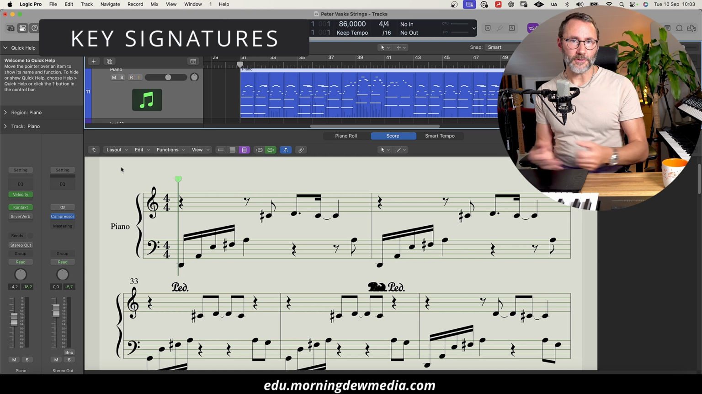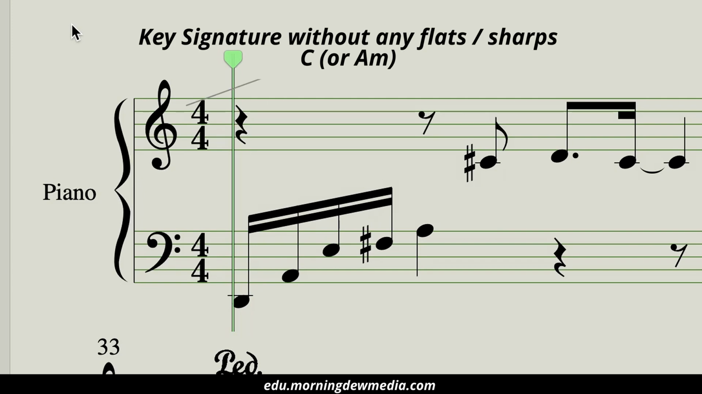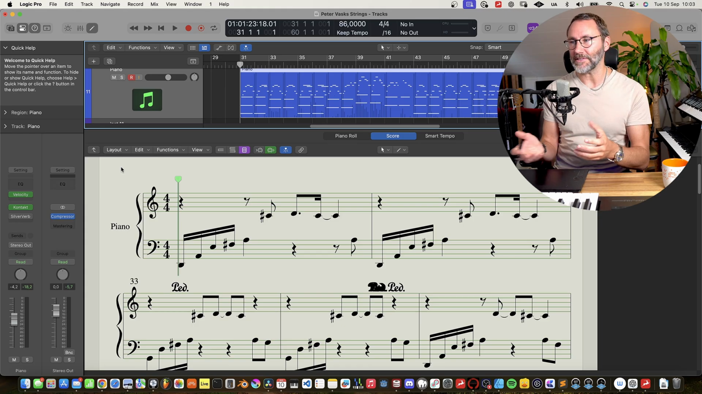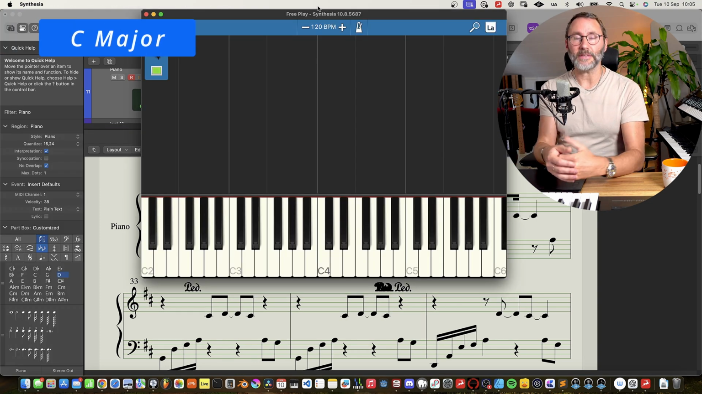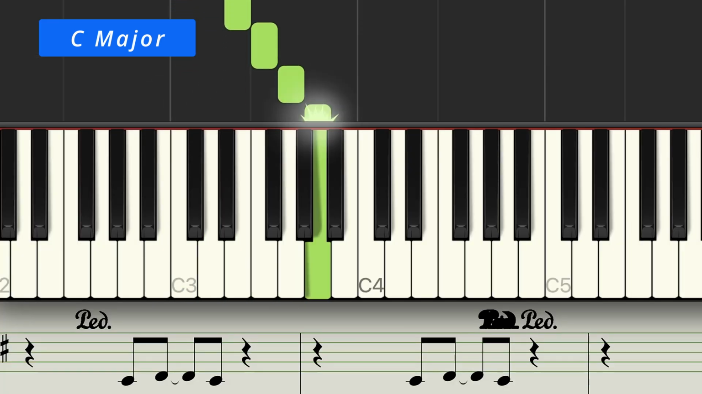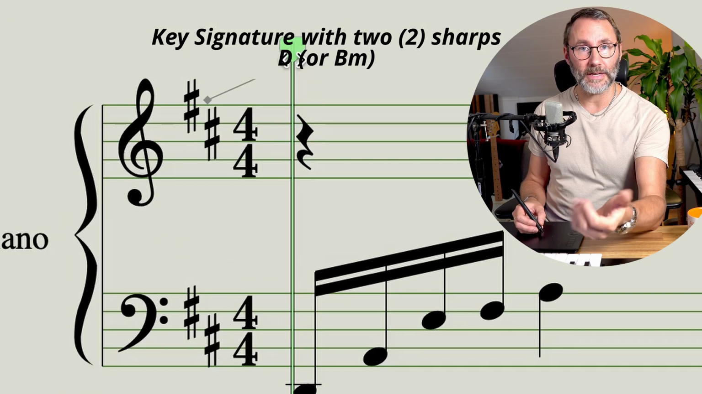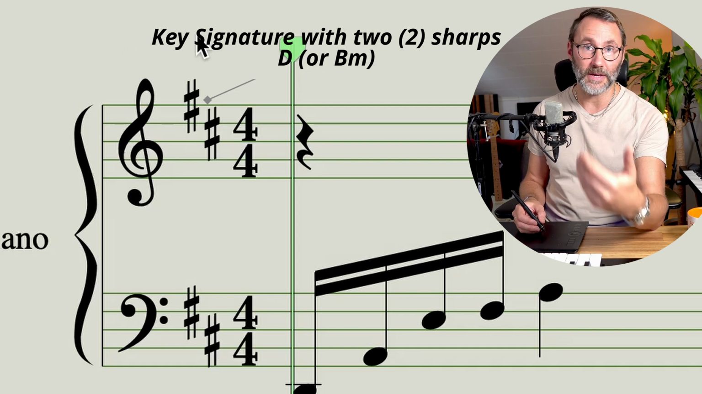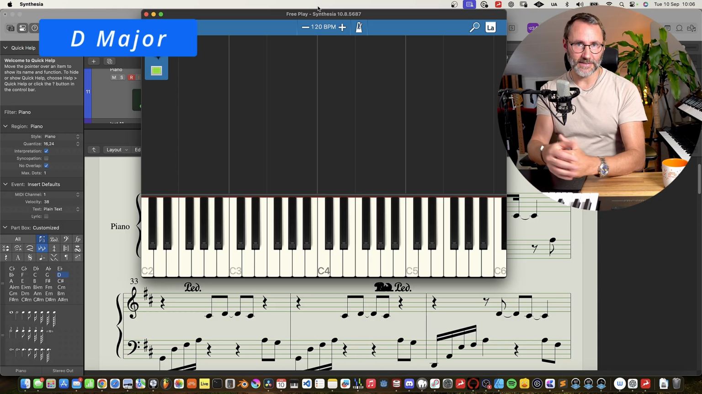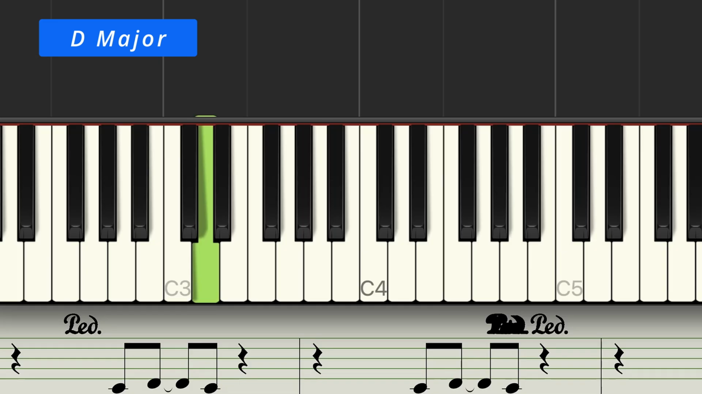Speaking of key signatures that we see at the beginning of sheet music, if we have a key signature without any flats or sharps, we're probably in the key of C major or A minor, but we'll get into A minor later in the episode. As you probably know, in C major or A minor, we only have the white keys. And if we have a key signature with two sharps, we're probably in the key of D major or B minor, depending on whether it's a major or a minor song. Let's take a listen to D major, which contains two sharps.